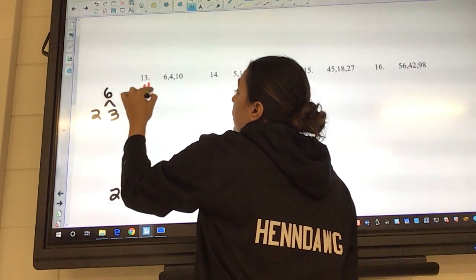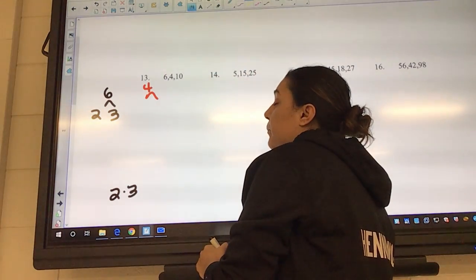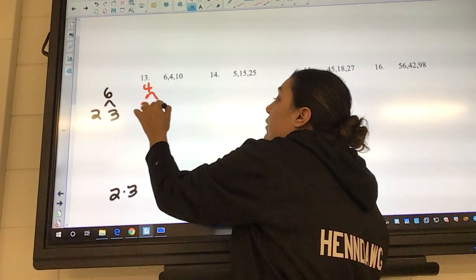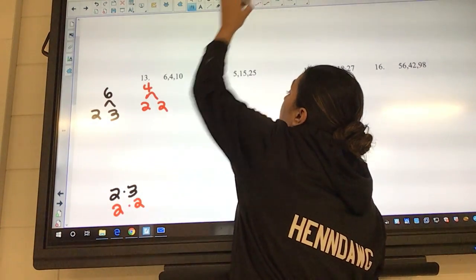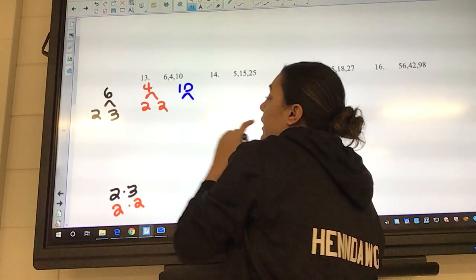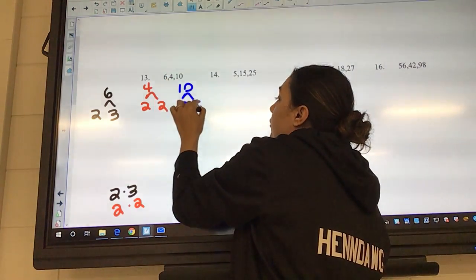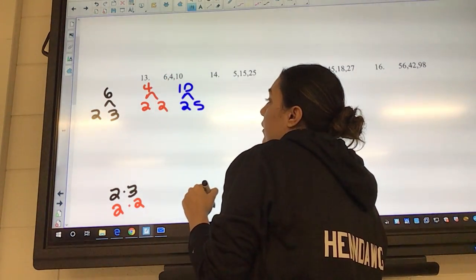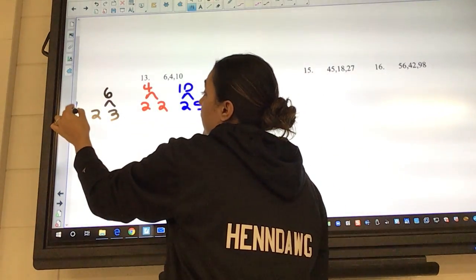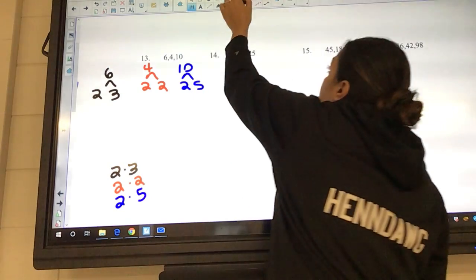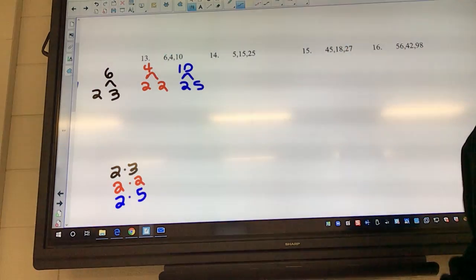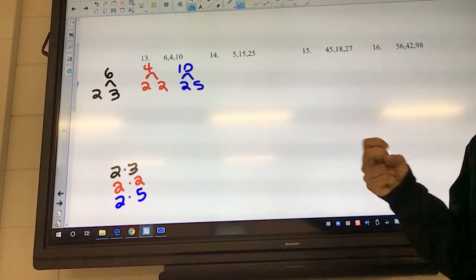What about 4? What are some factors of 4? Well, 2 and 2. What about 10? What are some factors of 10? I got 2 and 5, and that's it. So 2 and 5. Okay, the only trick with this is you cannot have something that just fits into 2 categories.